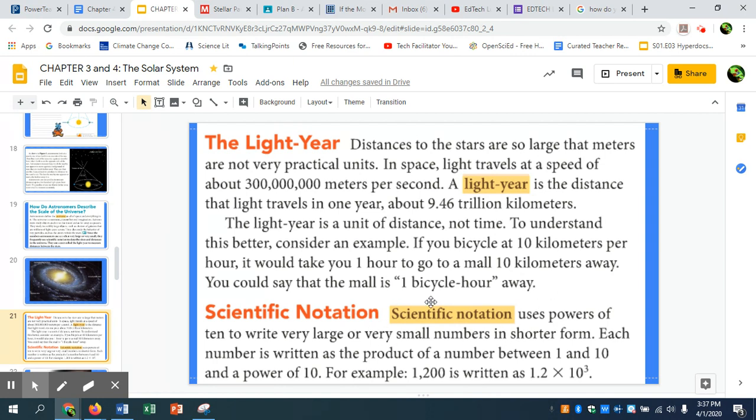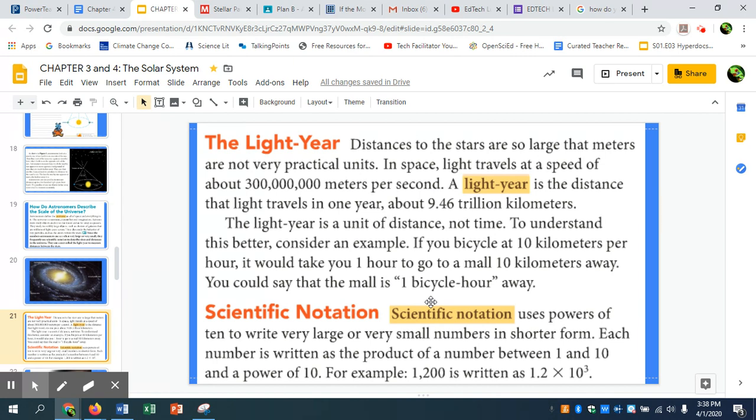So a light year is the distance that light travels in 1 year, and that's 9.46 trillion kilometers. That's a lot of kilometers. So when we talk about that this star is 10 light years away, you start to get an understanding of how far away that star is.